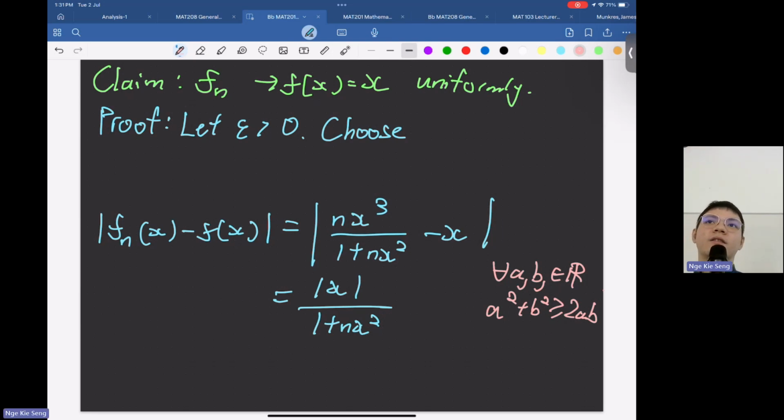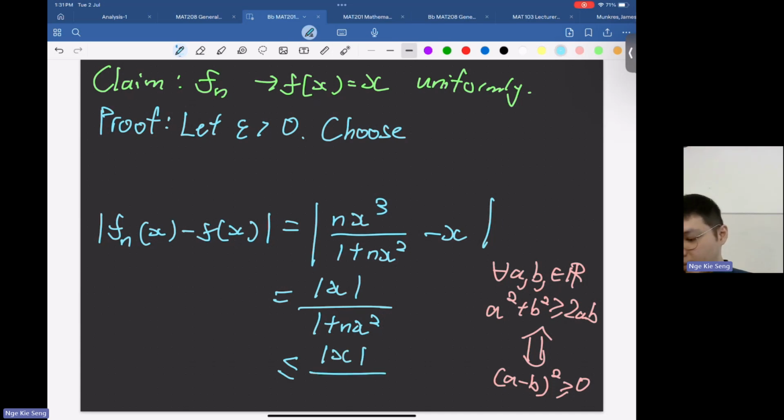Does everyone agree this is true or not? Have we proved this? How to prove this? This is equivalent to (a minus b) squared is greater or equal to 0. So how to use this? I will replace my denominator by 2 times the absolute value of x times square root n. This is how I use this inequality. Can you follow? You regard this 2 as a squared plus b squared, but it is in the denominator, so the inequality is reversed.